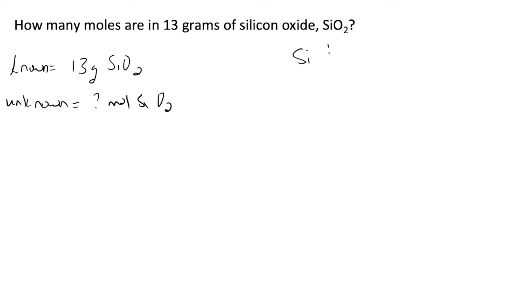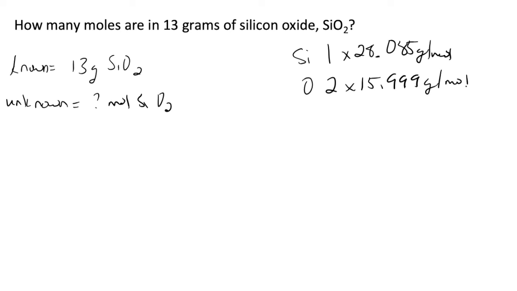For silicon, I have 1, and if you had problems locating silicon on the periodic table, it is atomic number 14. The mass for silicon is 28.085 grams per mole. Oxygen, I have 2 times 15.999 grams per mole. The more you use the periodic table, the more you will begin to start memorizing almost, or just knowing these values by heart.